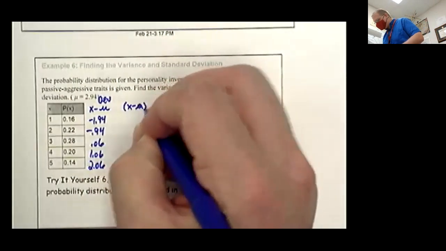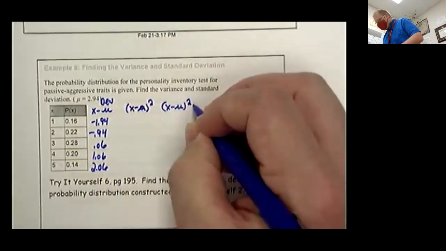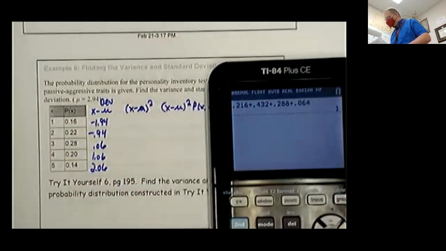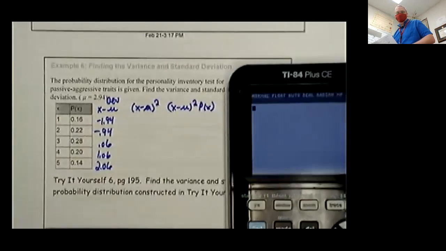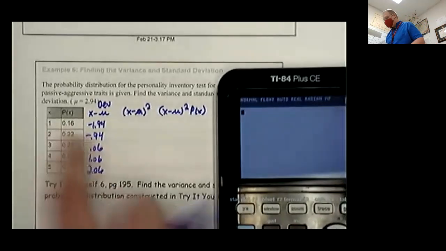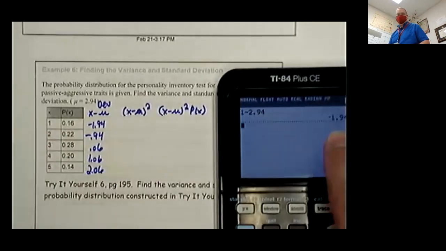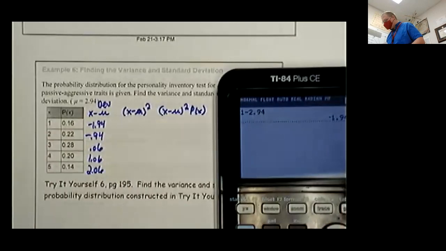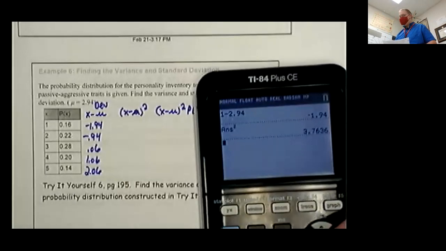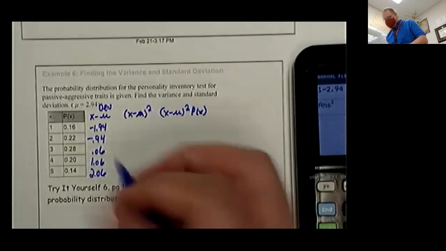And then we're going to square our deviations, so x minus mu squared. Then we're going to take our x minus mu squared and multiply it by p of x. It's probably easier to just work your way across as you go. So I'll show you a couple, and then I'll fill in the chart. We had 1 minus 2.94, so that's negative 1.94. We're going to square that on my calculator. That has to be positive, right? Every time we square a number, it's got to be positive. That gives me 3.76.